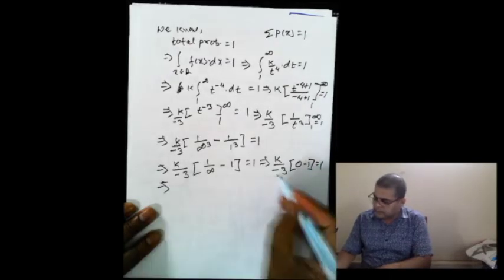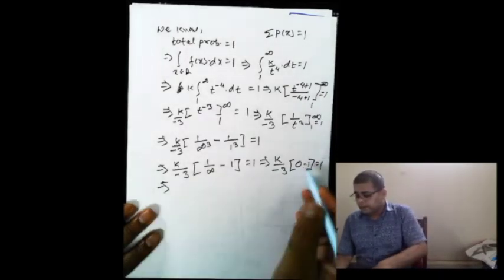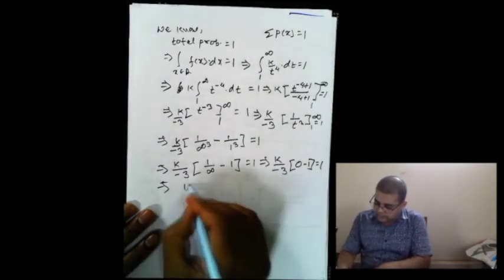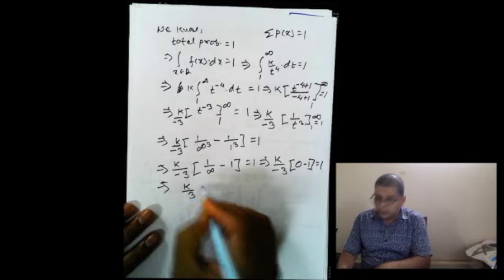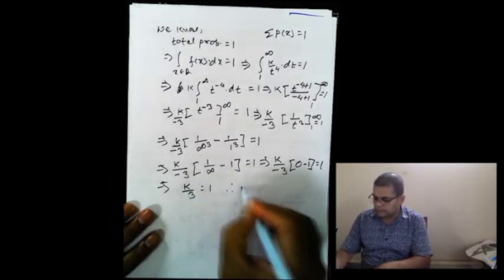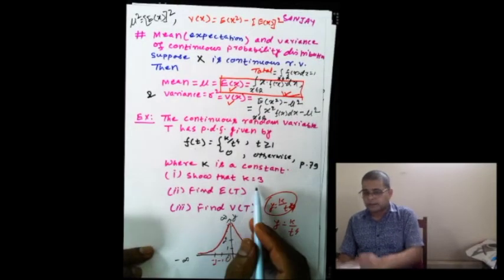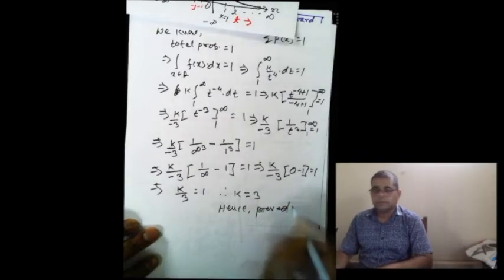Now this negative sign and another negative sign, when multiplied, will be positive. That means we are left with k divided by 3 equal to 1, and therefore k equals 3. The question says to show that k equals 3, hence true.